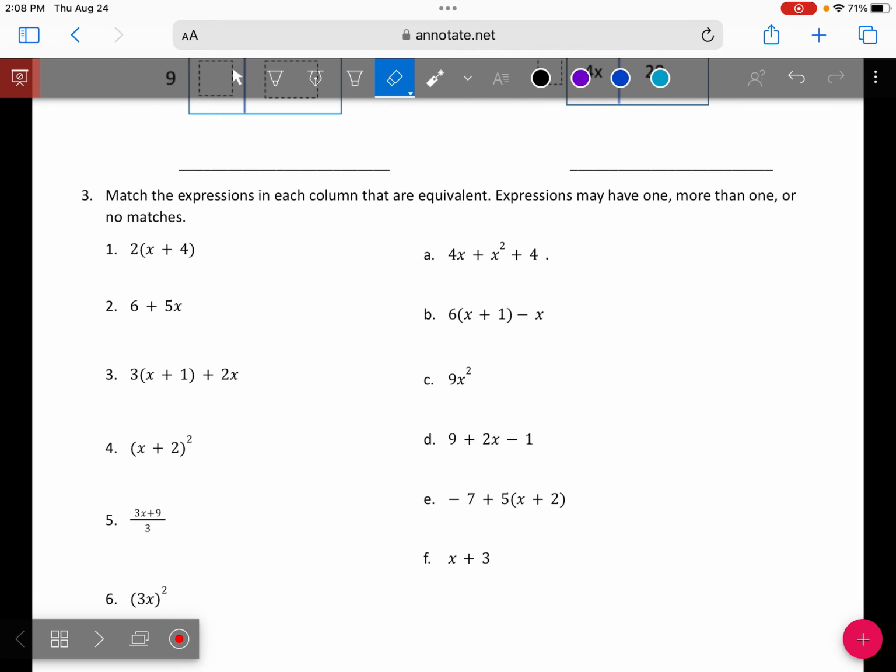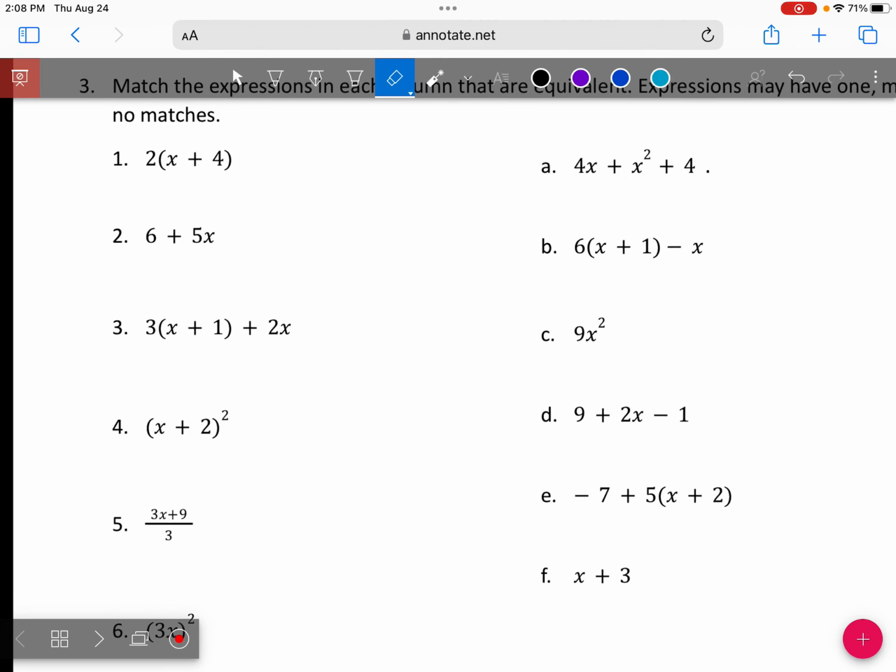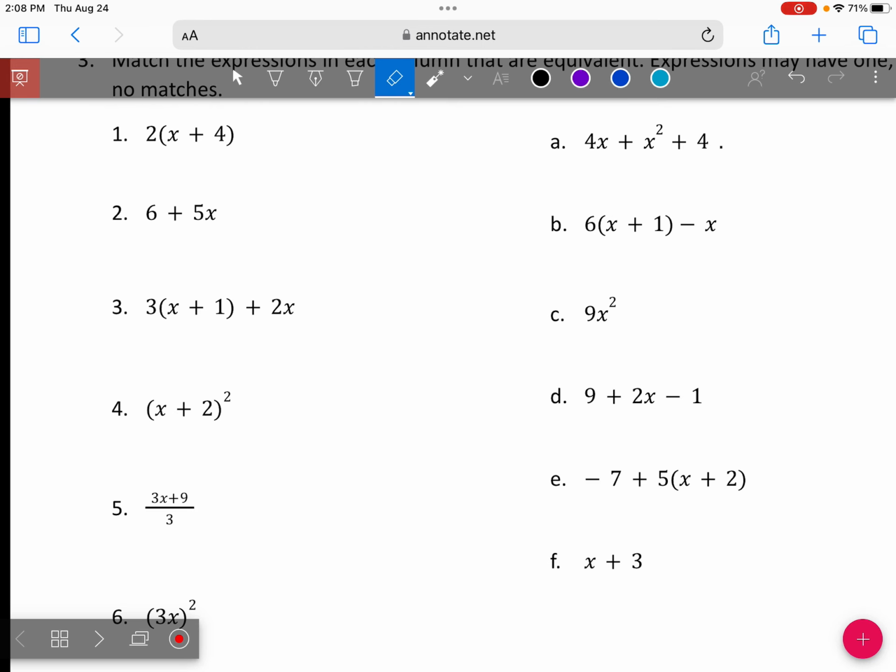It's the mixy-matchy. Find the equivalent expressions. And I've got to try and get it zoomed in because we kind of need to see all of them at once. So we're going to match from the number column to the letter column things that are equivalent. They might need simplification. And either column could need simplification.